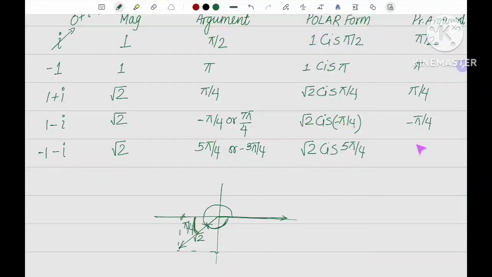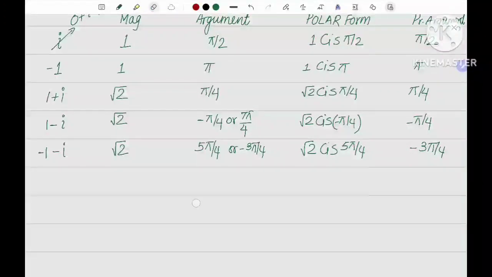And what is the principal argument? Again, principal argument cannot be 5 pi by 4. This cannot be the principal argument. Principal argument has to lie either from 0 to pi or 0 to minus pi. So this will be minus 3 pi by 4. It has to be unique. So this you have written.